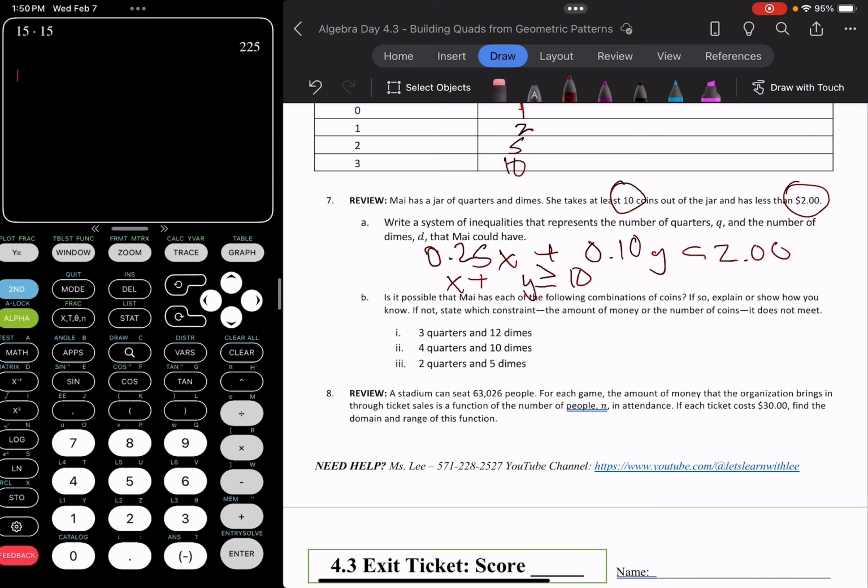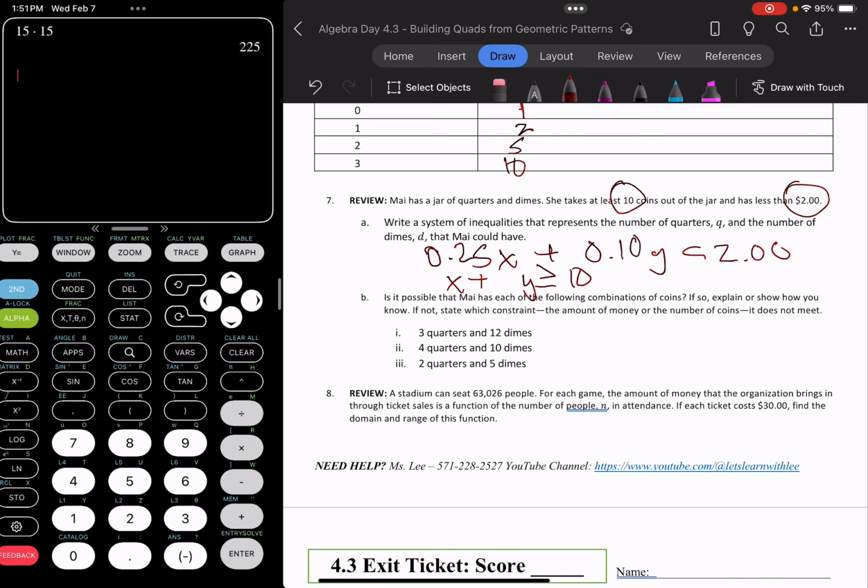It says, is it possible that Mai has each one of the following combinations of coins? If so, explain or show how you know. If not, state which constraint, the amount of money or the number of coins, it does not meet. There's a couple ways we can do this. One, we can graph these. Two, I can plug them in and see if they work.